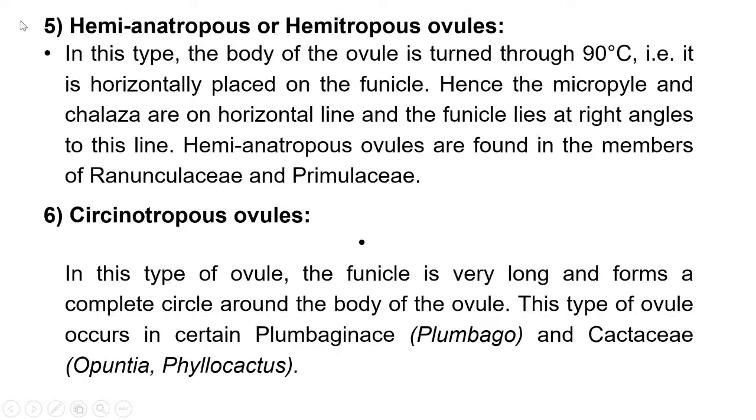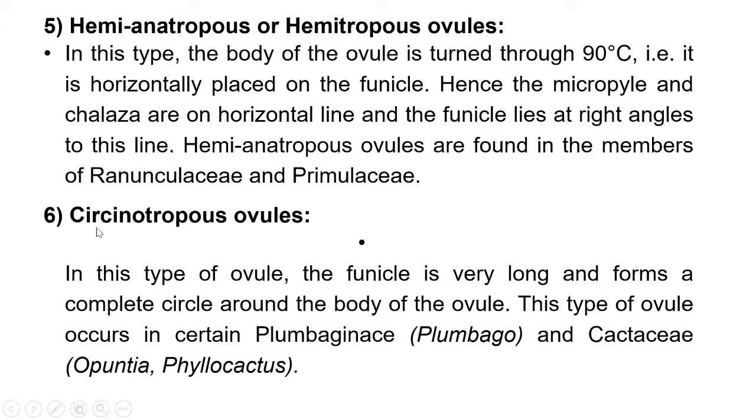The fifth type of ovule is called hemianatropous or hemitropous ovule. In this type, the body of the ovule is turned through 90 degrees. That is, it is horizontally placed on the funiculus. Then the micropyle and chalaza are on a horizontal line, and the funiculus lies at right angle to the line. Hemianatropous ovules are found in the members of Ranunculaceae and Primulaceae.